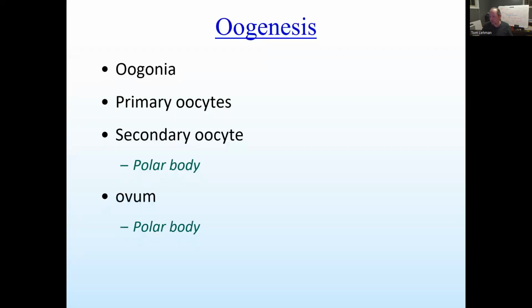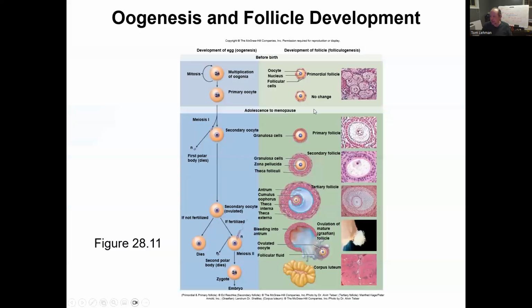And so there's everything I just babbled about. There's the picture that shows our oogonia, which are dividing off into and becoming primary oocytes before birth. And then at birth, that primary oocyte is going to get activated, start growing bigger, bigger, bigger. And then it's going to ovulate. When it ovulates, it's going to divide into a secondary oocyte and a little polar body.